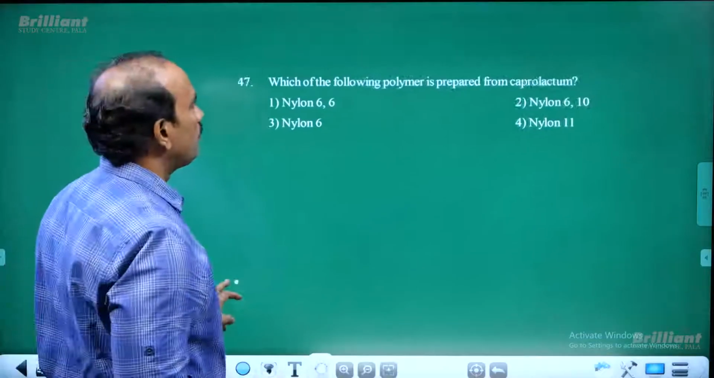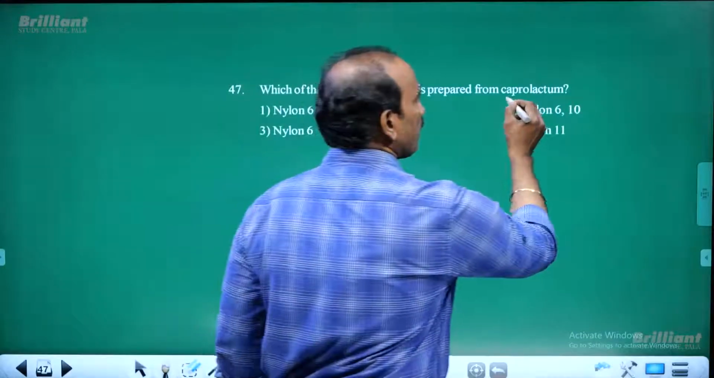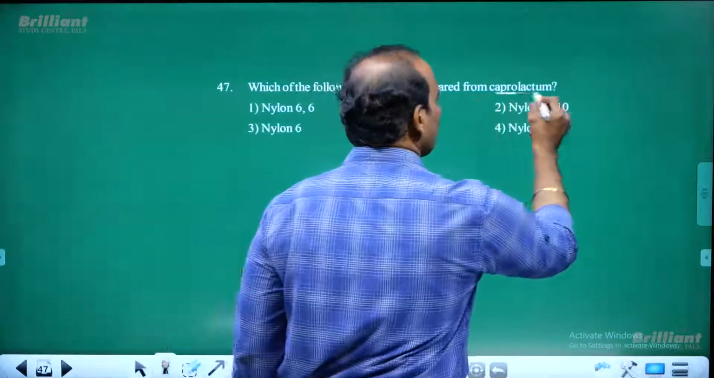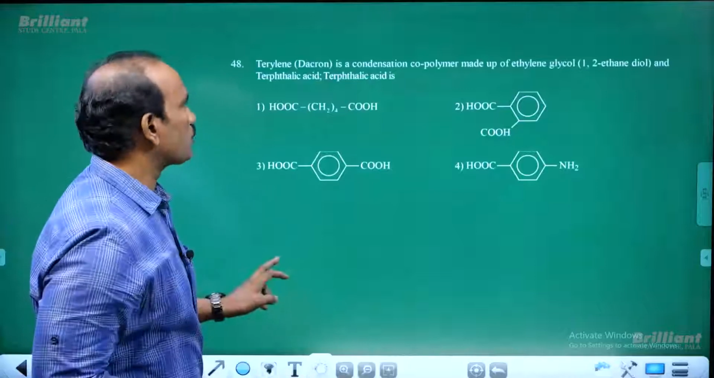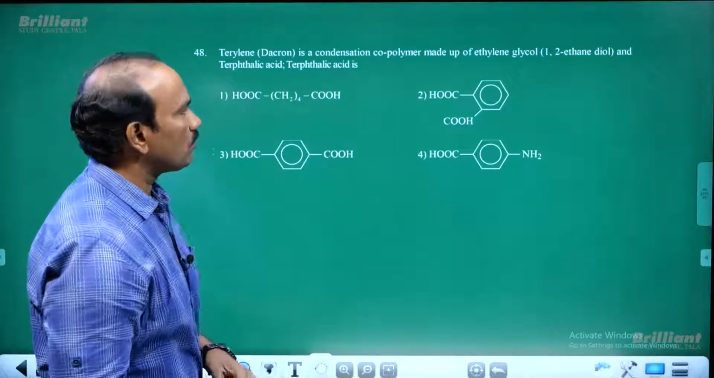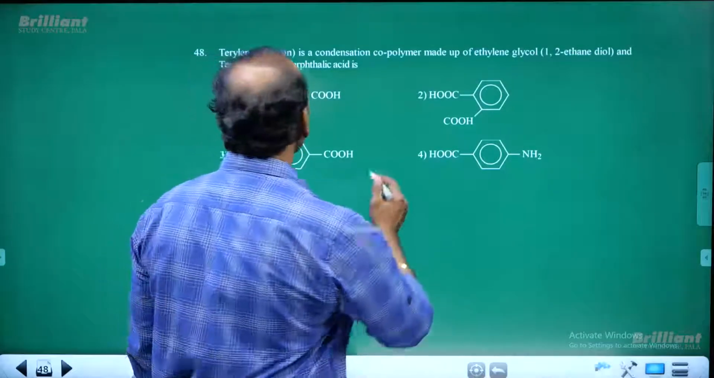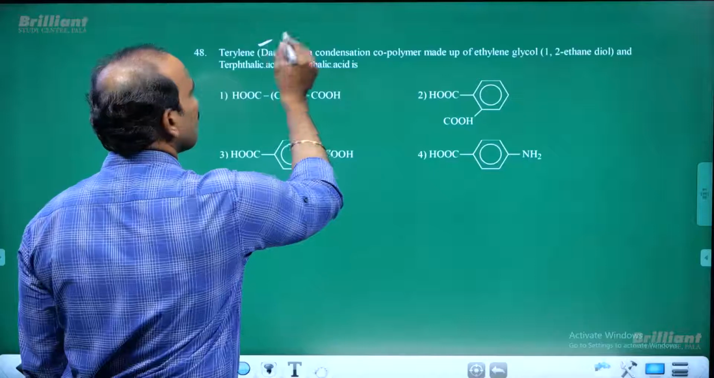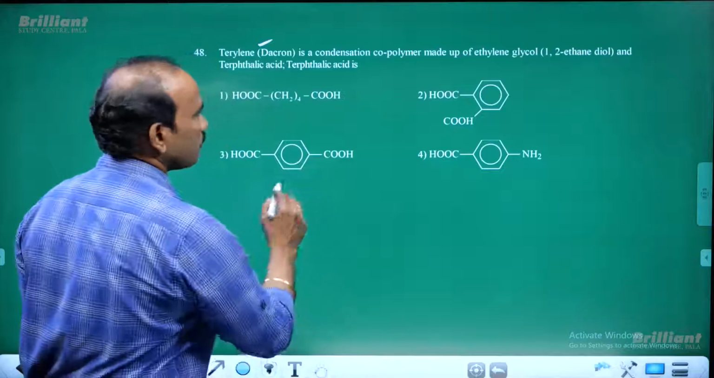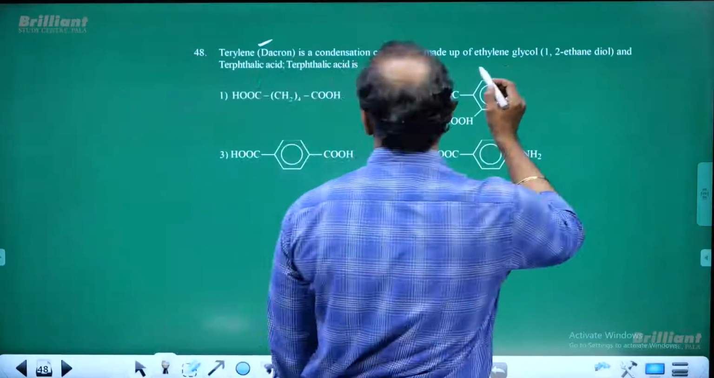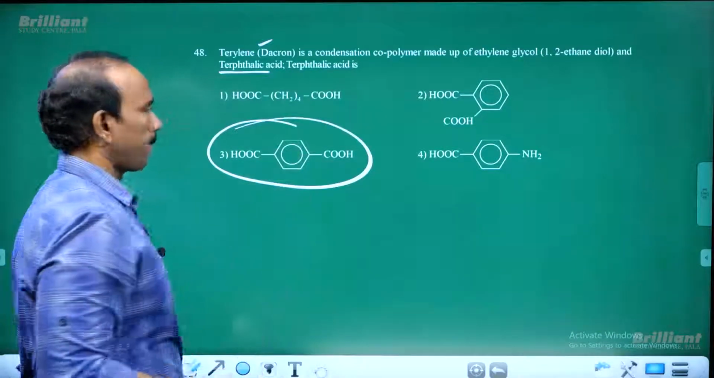Next one. Which of the following polymers is prepared from caprolactam? It is nylon 6. Next one is Dacron. Dacron is a polymer of ethylene glycol and terephthalic acid, also known as terylene. Ethylene glycol and terephthalic acid. This is terephthalic acid. Okay.